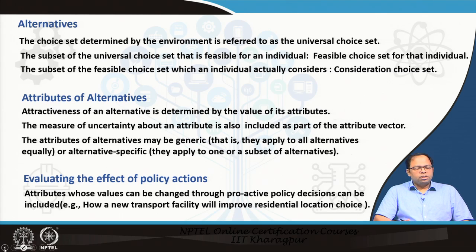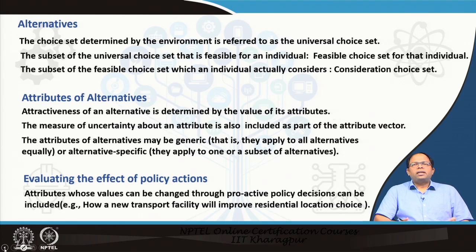Then attributes of alternatives basically refers to how the attractiveness of an alternative is determined by the value of its attributes, and the measure of uncertainty about an attribute is also included as part of the attribute vector. That means it's not only about the things that are known; there are unknown things about that particular attribute which are also considered. And attributes of alternatives may be generic, that means they apply to all the alternatives equally, and then there would be alternative specific, that means they only apply to a subset of alternatives.